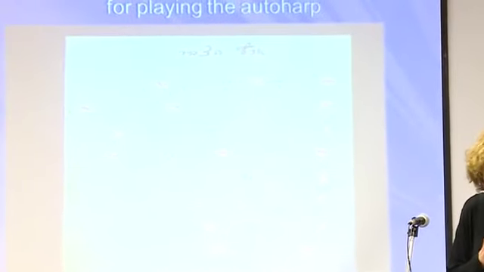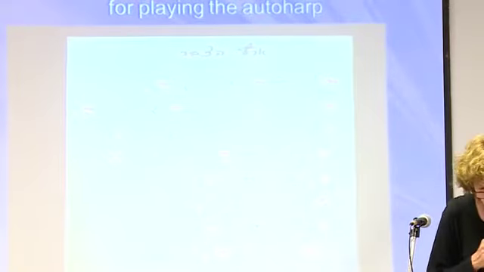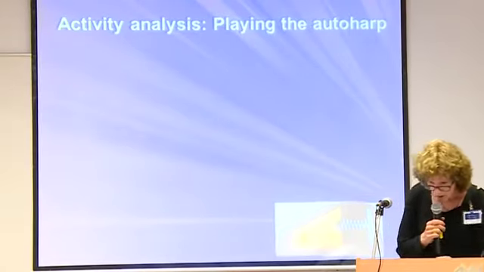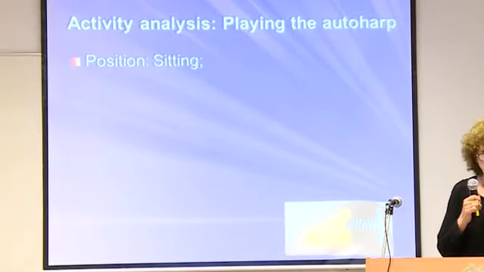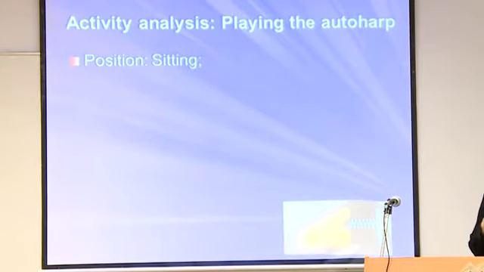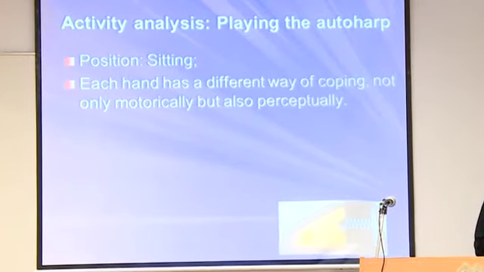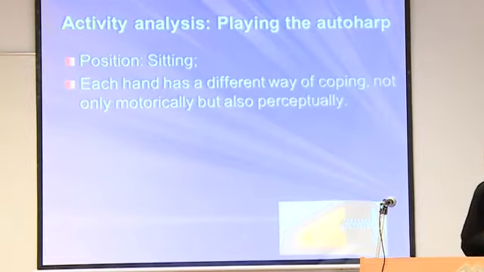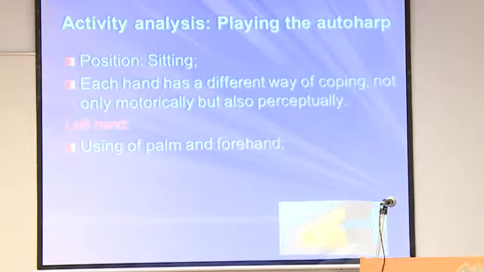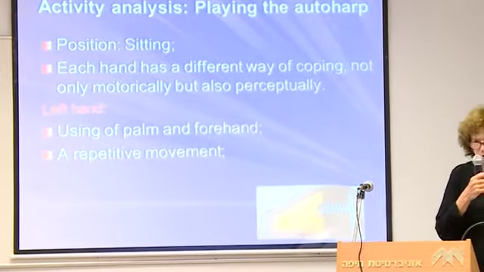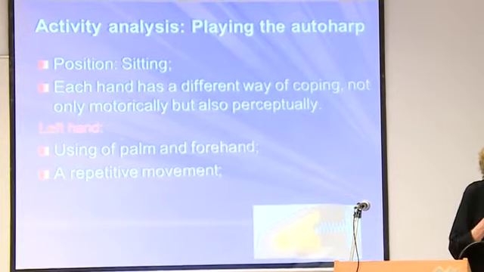Okay. Now, let's have a look at the activity analysis of this task. I was taught to do it by my colleagues who are occupational therapists. So, we relate to the position. You have to sit in order to function with this instrument. Each hand has a different way of coping, not only motorically, but also perceptually. Then the left hand, use of palm and forearm. A repetitive movement. You have to choose between this, or you do like this and this. I don't care, but be consistent throughout the task.